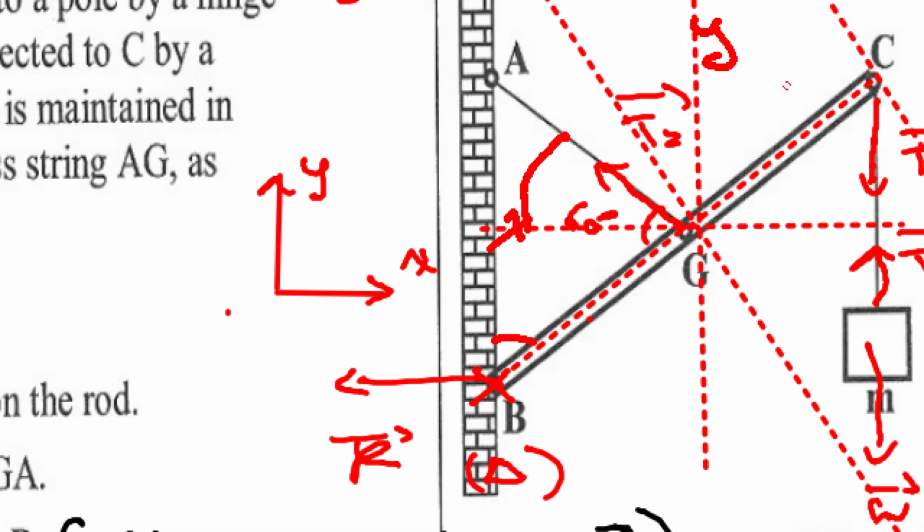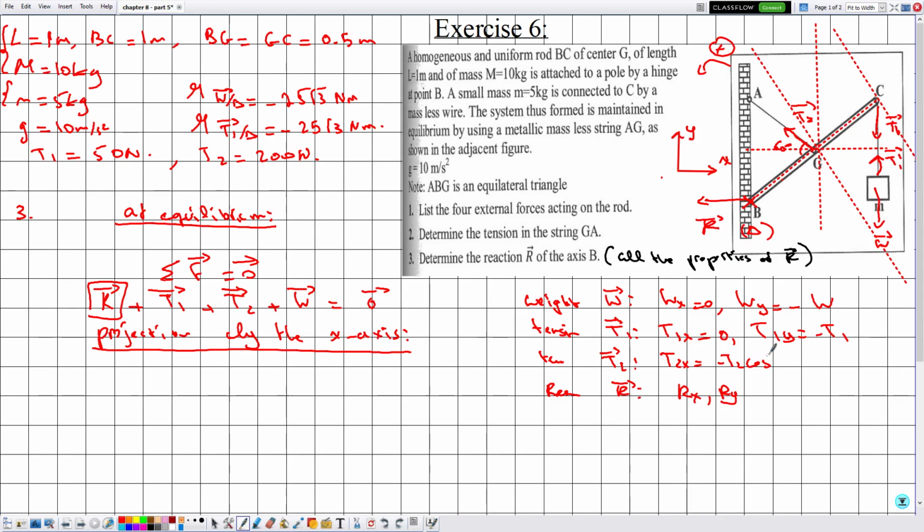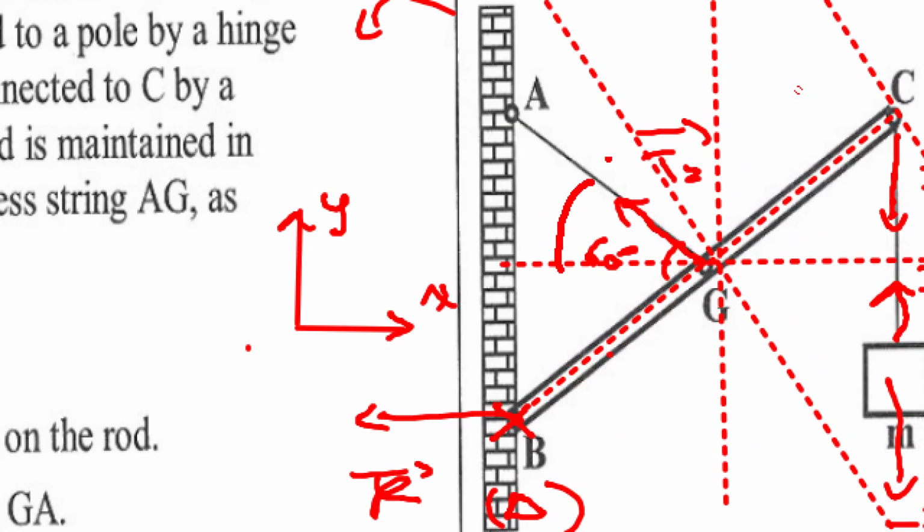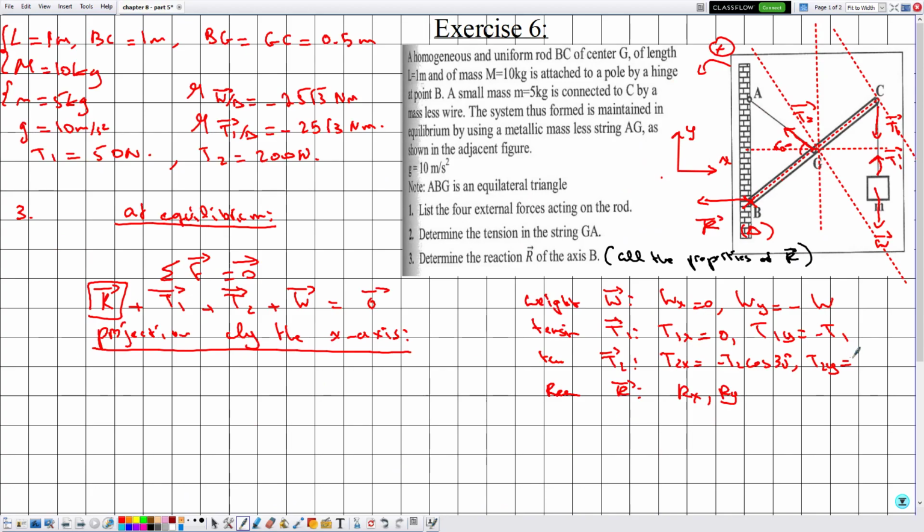How do we determine this angle? If this is 60 degrees and this is 90 degrees, then this angle will be 30. So what is left from the 60, if we remove 30, then this is 30. Okay, so it will be minus T2 cosine 30. As for T2y, as we have mentioned, if this is 30, then this is simply 60. And it is plus because it is pointing in the positive direction.